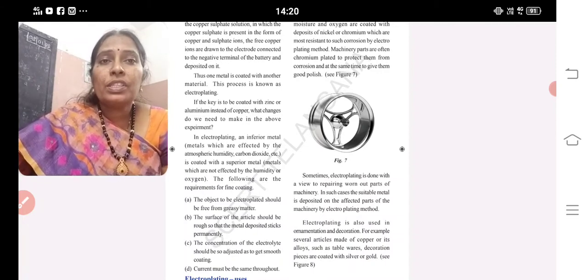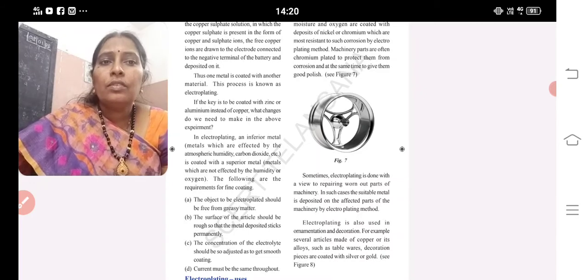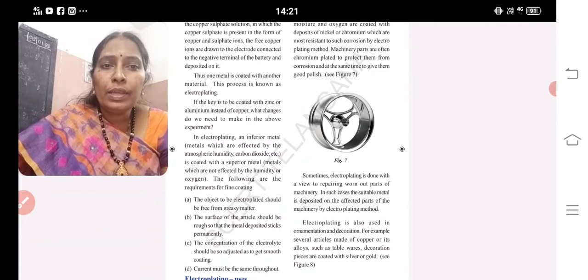What precautions will you take before coating any metal with another material? The object which you want to electroplate should be free from grease. The surface of the article should be rough so that the metal deposit sticks permanently. It should not be smooth. Whatever you want to coat should have a slightly grooved surface only.